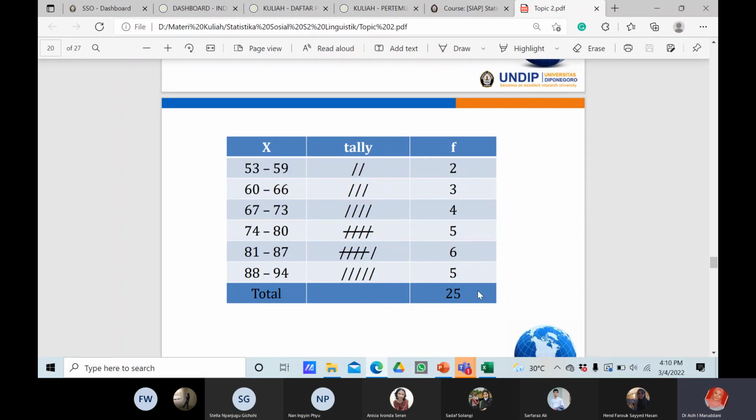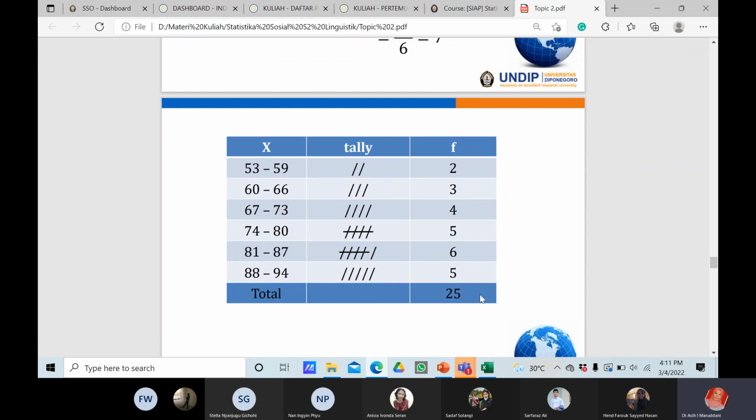And don't forget to check that the last one, the total number of frequency, should be equal to the number of the data. Okay, I stop here first. Then you can ask me if you need more.